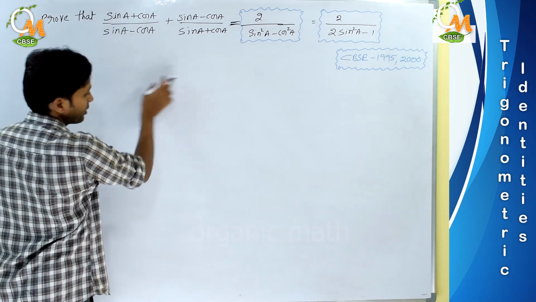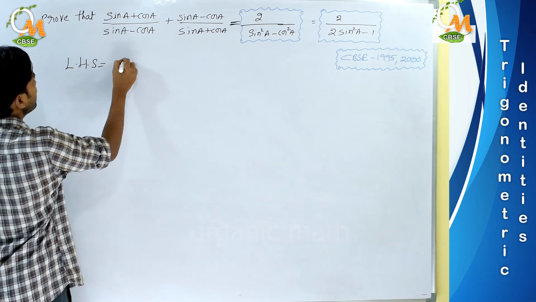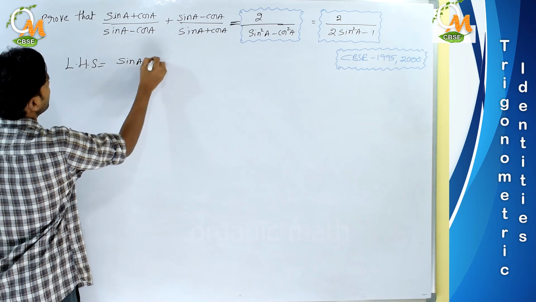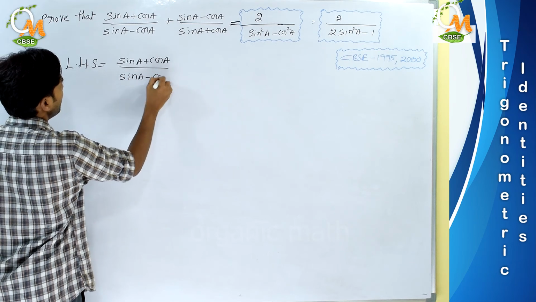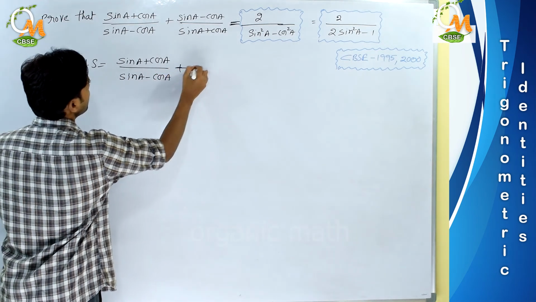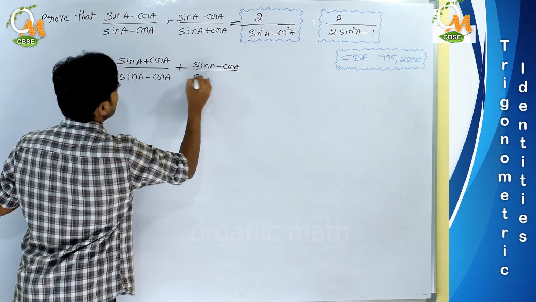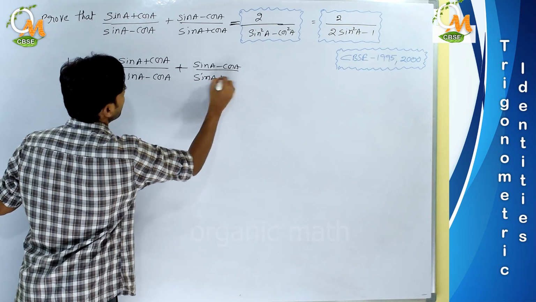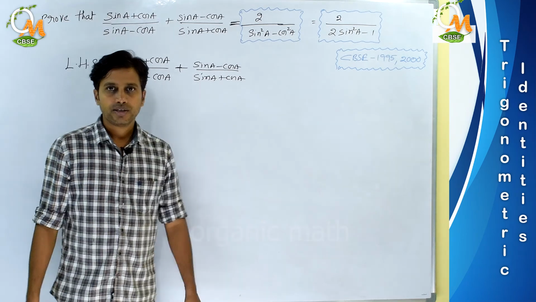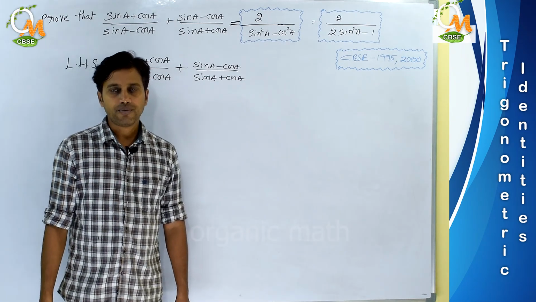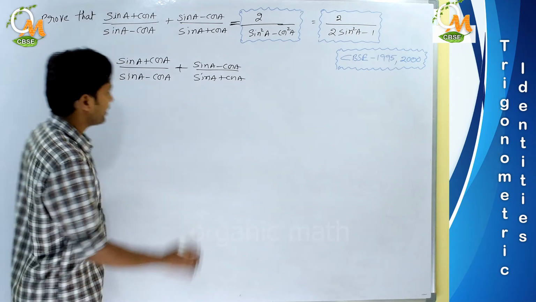Let us take the LHS part. What is the LHS part here? Sin A plus cos A by sin A minus cos A, plus sin A minus cos A by sin A plus cos A. This was the given LHS part. Now for solving this, we need to take the LCM of both the fractions. This is one fraction and this is the second fraction. Let us take the LCM.